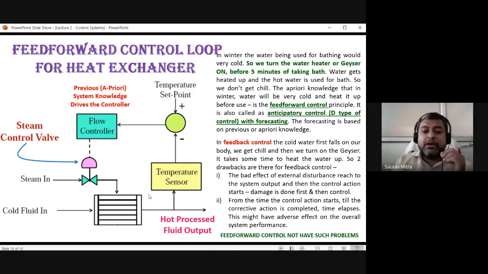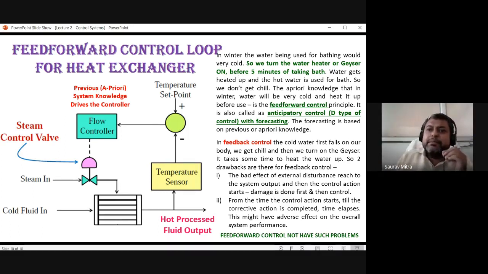And how hot is the water? That is sensed by a temperature sensor, and here there is a temperature set point. So I know that I want 70 degrees centigrade for bathing, and I am measuring the temperature. But this control is not being done after I enter the bathroom. No, this control, the opening or closing of the valve, happens 5 minutes before I enter the bathroom. So this is feed forward control. Before the disturbance affects the output, we are taking the action.